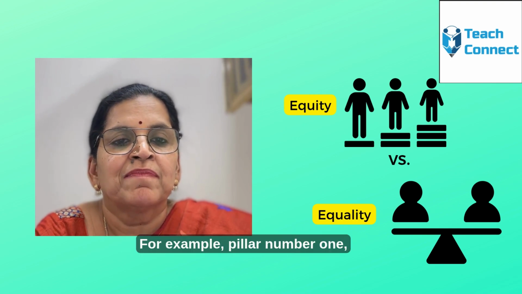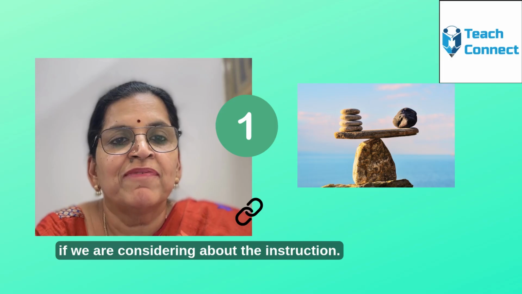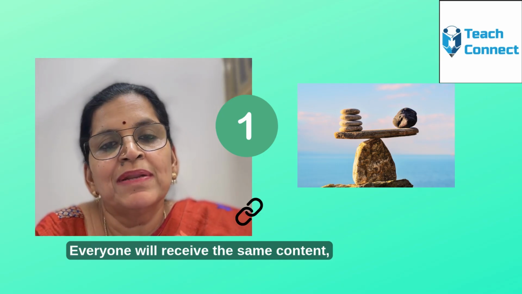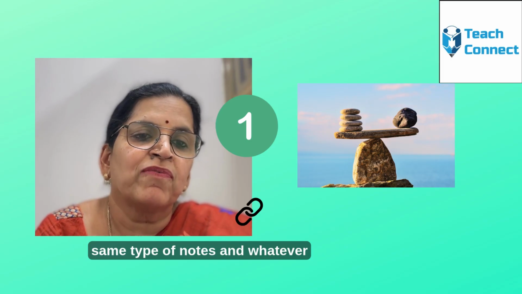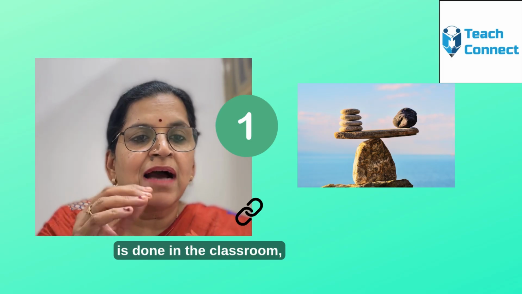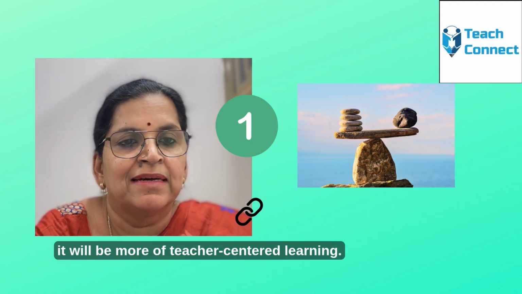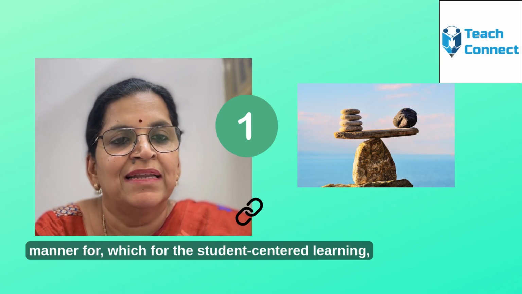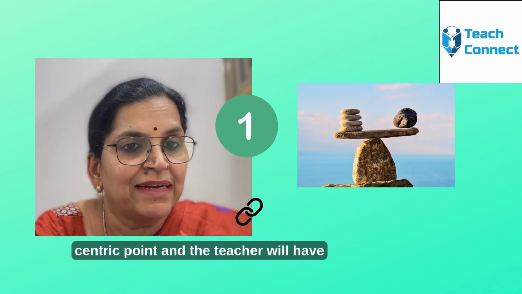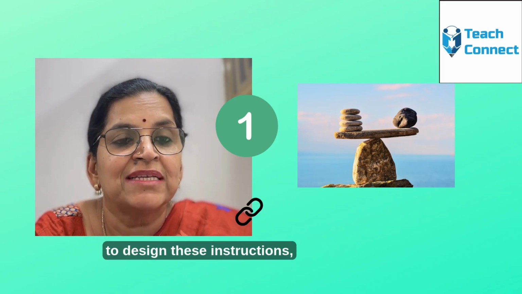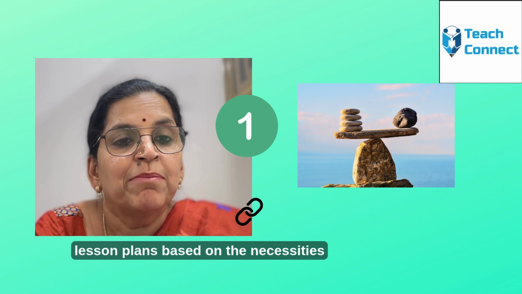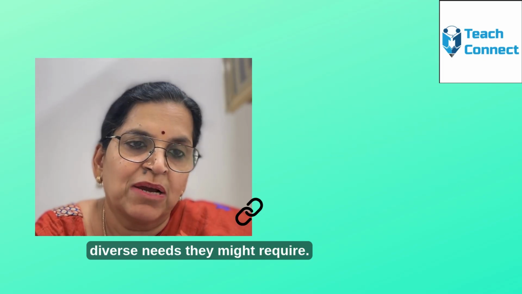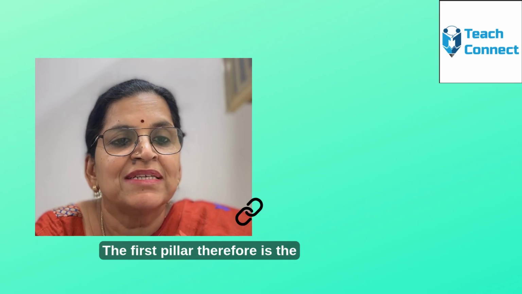We got to understand the four different aspects of equity versus equality when we are considering a lesson plan. For example, pillar number 1, if we are considering the instruction, what does equality mean? Everyone will receive the same content, the same type of notes, and whatever is done in the classroom will be more of teacher-centered learning. But when it comes to student-centered learning, the students form the central point and the teacher will have to design the instruction and lesson plan based on the necessities of the students, however diverse the needs they might require. The first pillar, therefore, is the instruction.